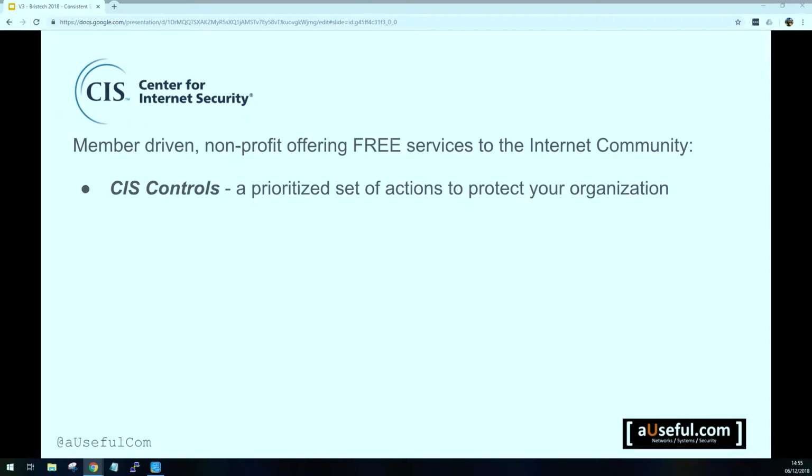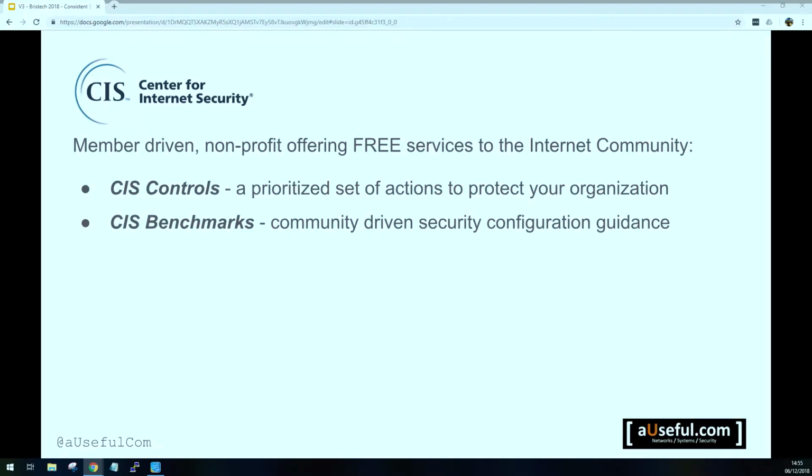So, Centre for Internet Security is a member-driven, non-profit organisation. It's headquartered in New York in the US, but it offers free services to the whole internet community. And those include the CIS Controls, which are a prioritised set of actions and controls to help you start your cybersecurity hygiene programme. And we're going to look at those in a bit more detail.